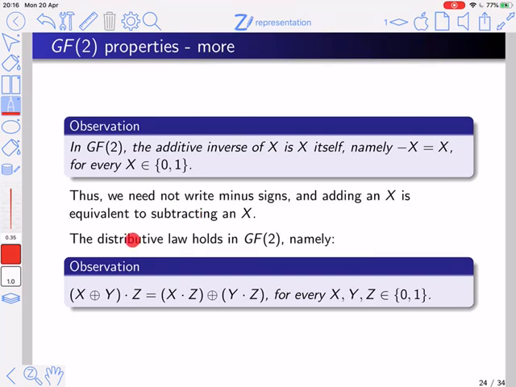And what about the distributive law, which is one of the laws that every field must satisfy? It says that (x plus y) times z equals x times z plus y times z for every x, y, and z in our field. Now, how do we know that this is true? Well, we just need to check that this is a tautology, right? We have to check all 8 possibilities and see that indeed equality always holds.